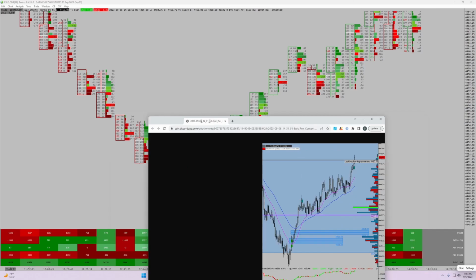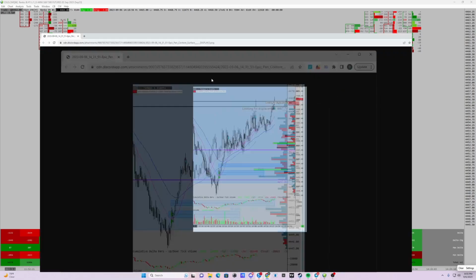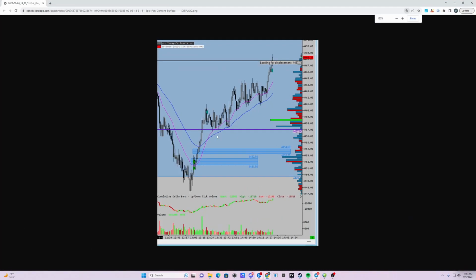Let's pop this open. This is a trade that I sent out to the room today. Here's that 4,449.50. Okay, here is that high that I wanted to see price displace through and push through with authority and momentum. I did not want to see an instant fail like this. I didn't want to see a wick and a fail. That is not an authoritative push through that area.